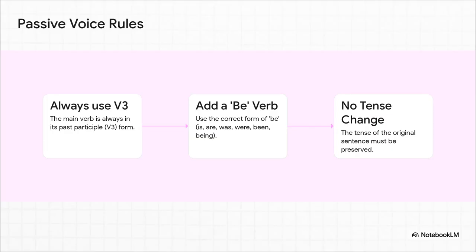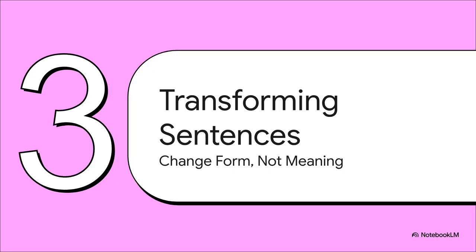So how do you actually do it? Easy. Just follow this simple three-step recipe. Step 1. Your main verb always, and I mean always, becomes the V3 form, the past participle. Step 2. You drop in the right form of the verb to be: is, are, was, were, been. And step 3, what's our golden rule? Say it with me. No tense change. That's it.